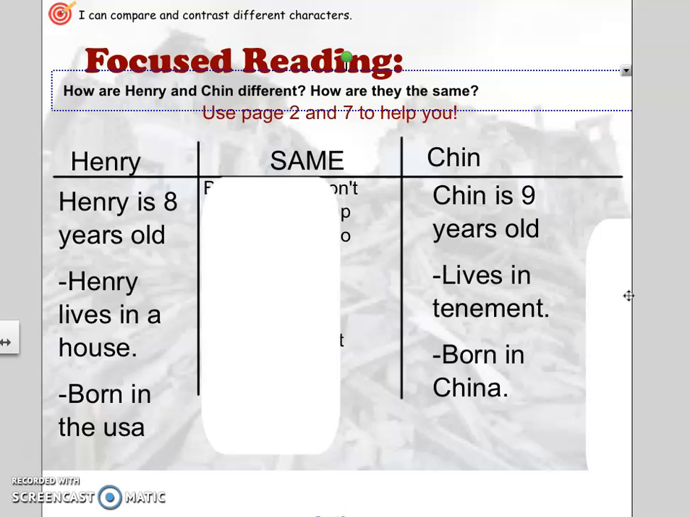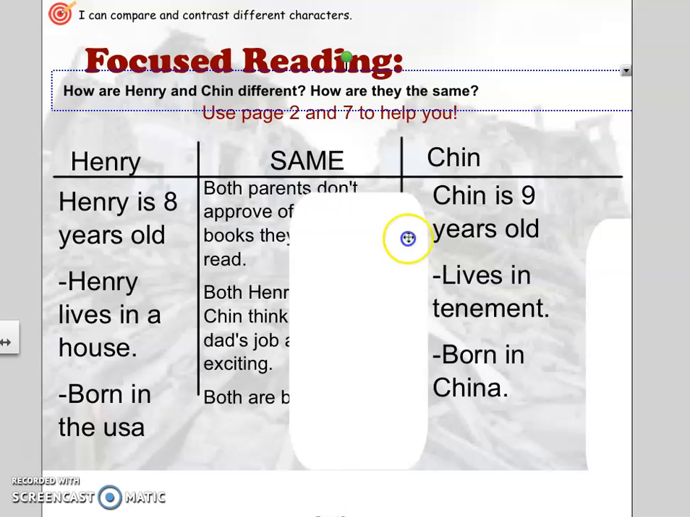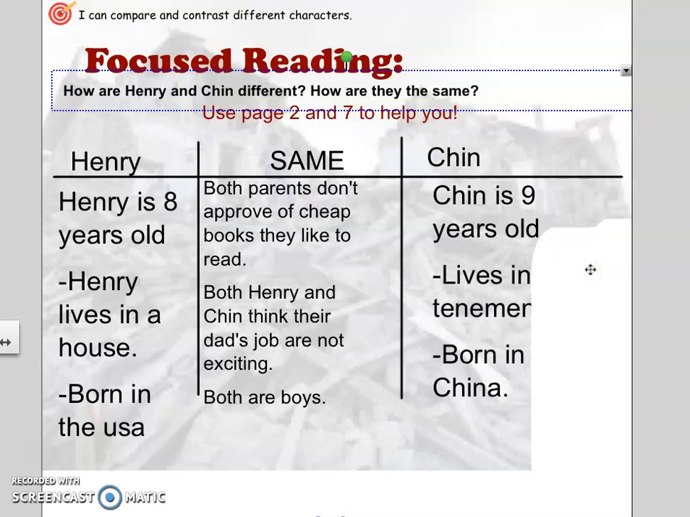Now let's think about how they are the same. Looking at the middle of our graphic organizer, we can see that both parents don't approve of the cheap books they like to read. They call them penny dreadfuls. Both Henry and Chin think their dad's jobs are not exciting. They actually find them pretty boring. Both are boys.